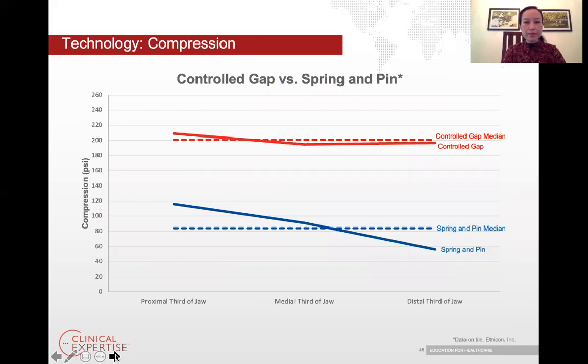The controlled gap mechanism leads to increased compression throughout the entire length of the device, thus increasing the effectiveness of vessel seals. Another potential benefit is the removal of more water content, resulting in less steam formation.